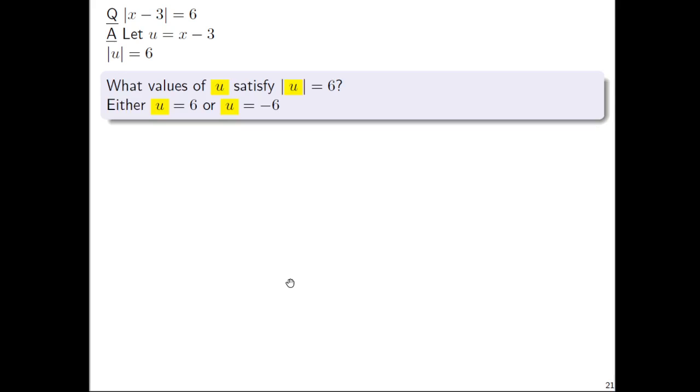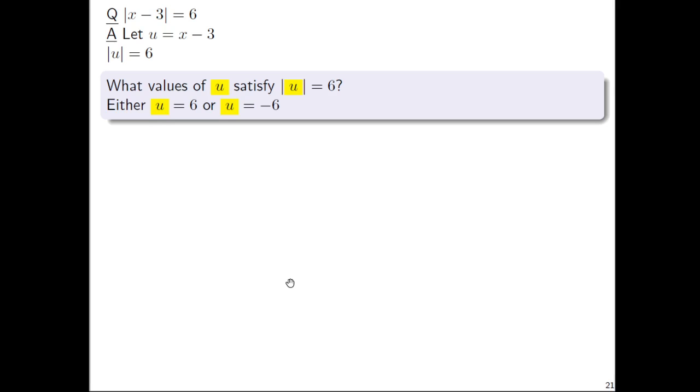So what are we going to do instead? Well, let's take the contents that's inside the absolute value and call that u. So u is going to be x minus 3, and that means that the problem at the top is going to turn into absolute value of u is equal to 6. So everywhere we see an x minus 3, we replace it with a u. So we have absolute value of u is equal to 6. And now we just ask ourselves what values of u satisfy absolute value of u equals 6.